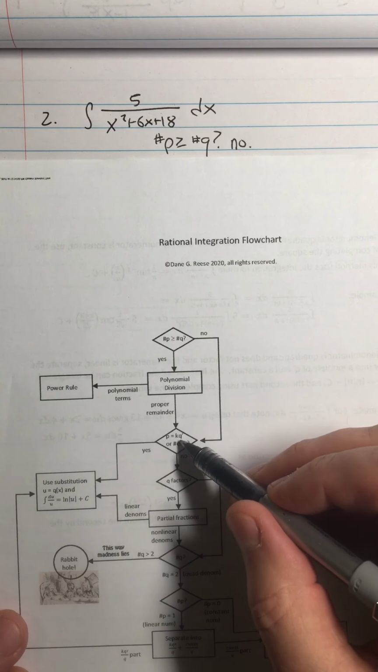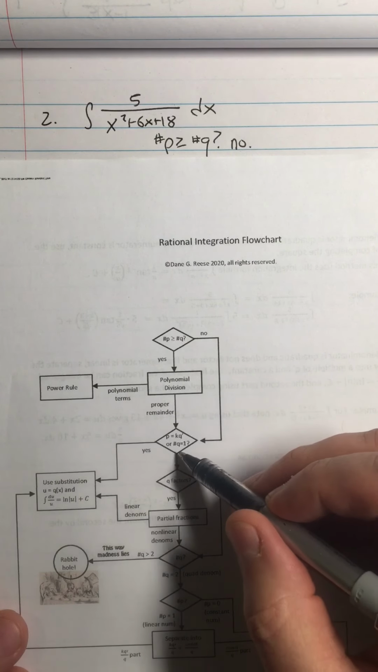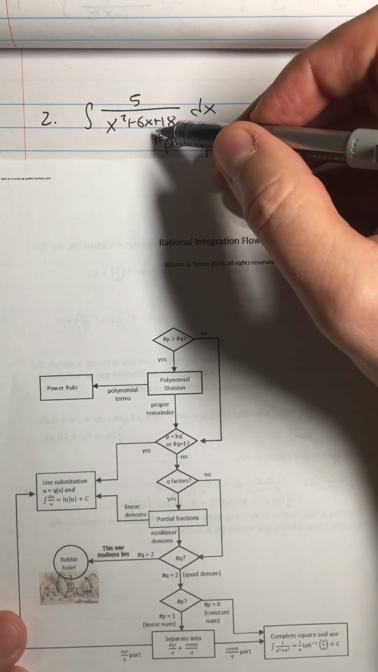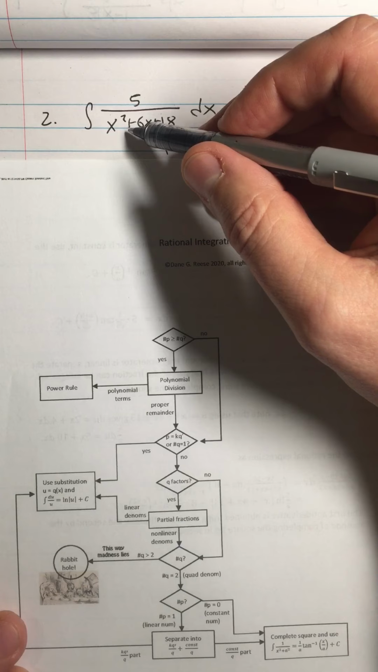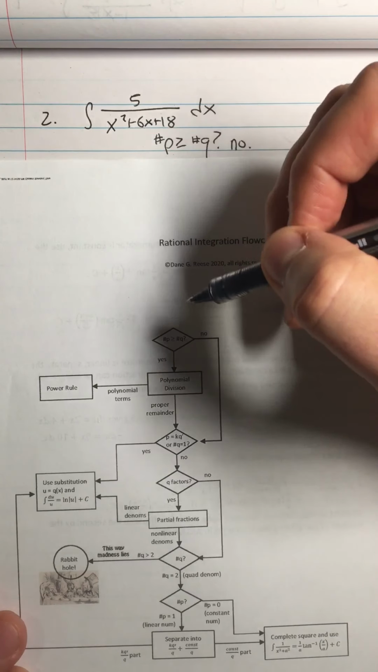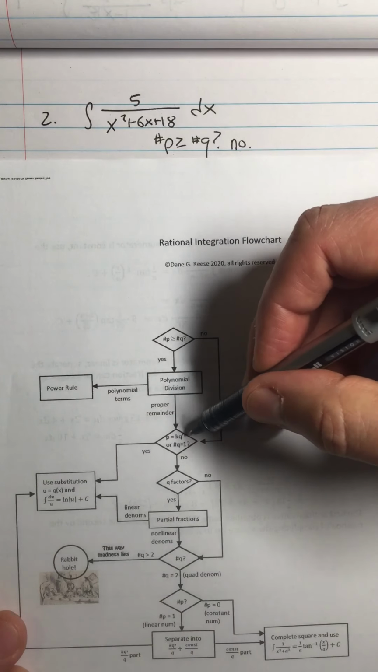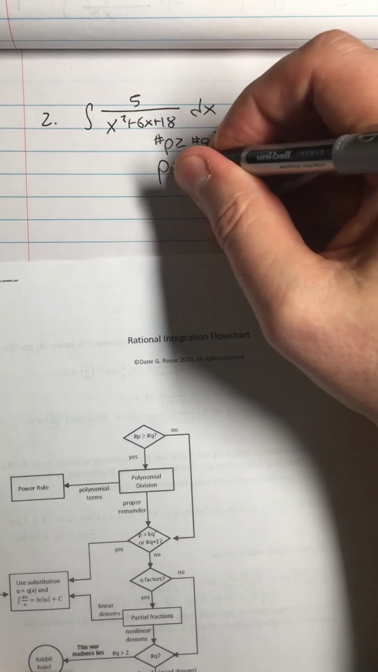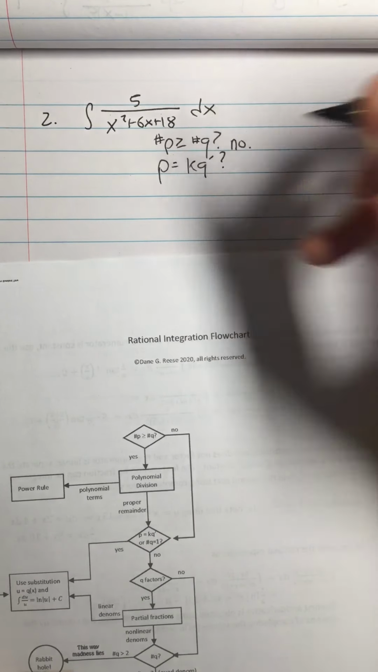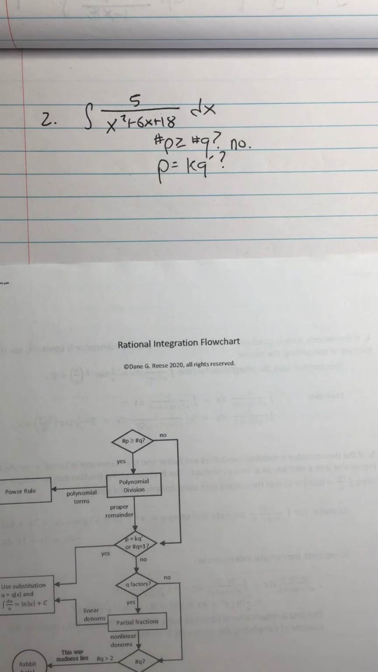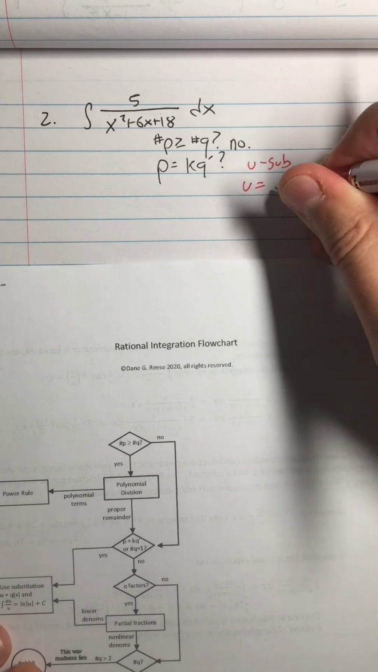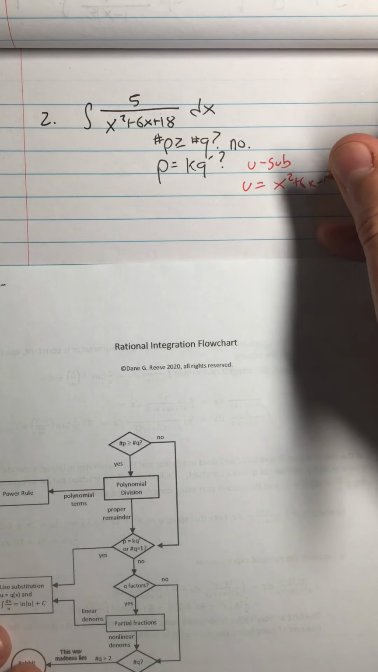Is P equal to KQ prime, or is the degree of Q equal to 1? Well, it's P over Q, and the degree of Q is 2, so no. And is P equal to KQ prime? That's again the same as saying, can I do a U sub? Well, I would use u equals x squared plus 6x plus 18.